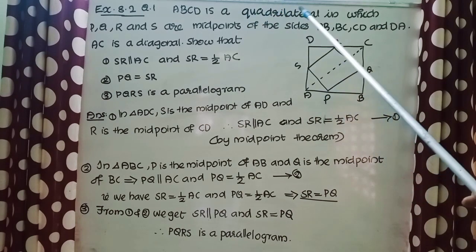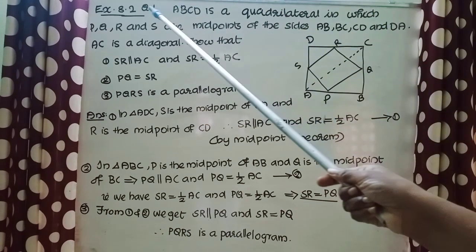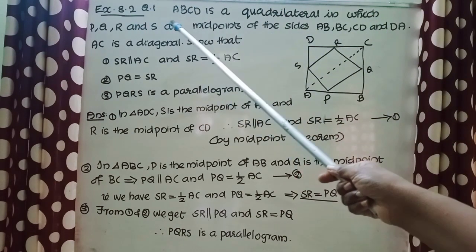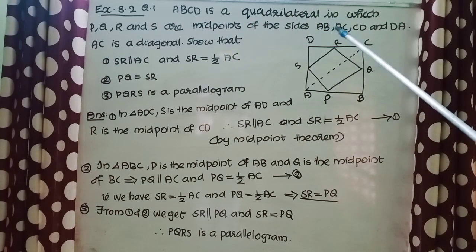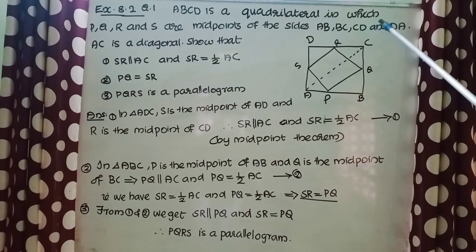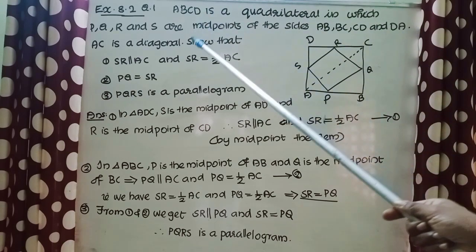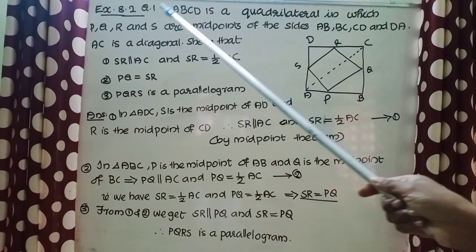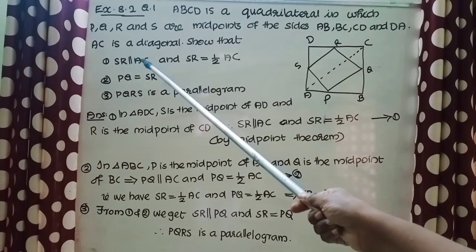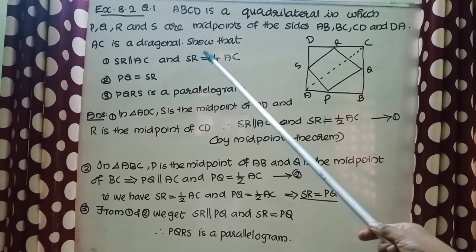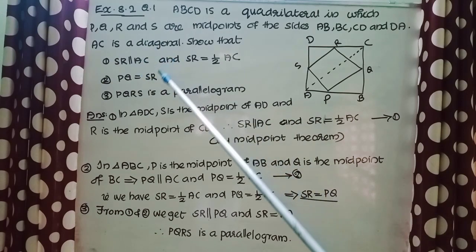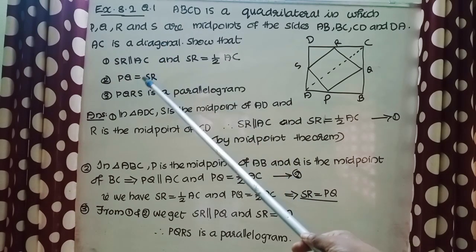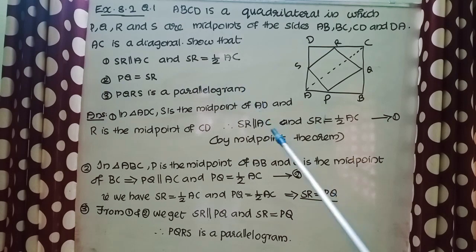ABCD is a quadrilateral in which P, Q, R and S are midpoints of the sides AB, BC, CD and DA. AC is a diagonal. Show that: first question, SR parallel to AC and SR equal to half AC. Second question, PQ equal to SR. Third question, PQRS is a parallelogram.